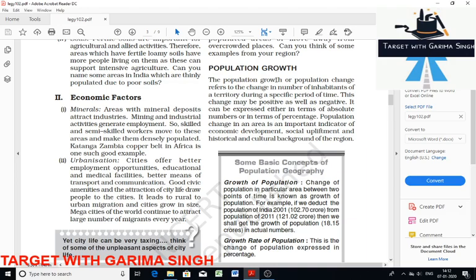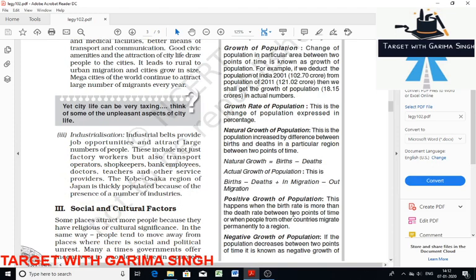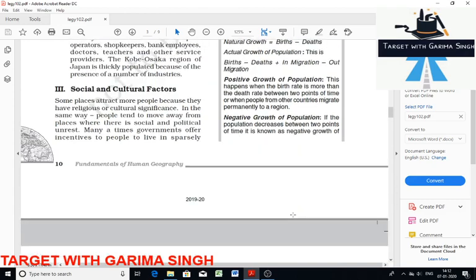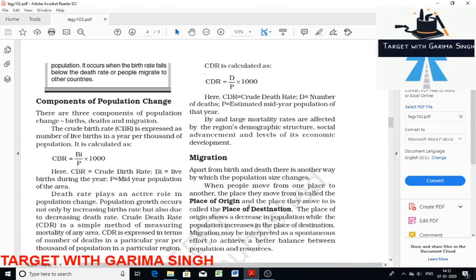We will discuss components of population change. There are three components of population change, that is birth, death, and migration. Crude birth rate, that is CBR, is the number of births in a year per thousand of population. Here you get its formula. Here BI is births during the year, P is the mid-year population of the year.